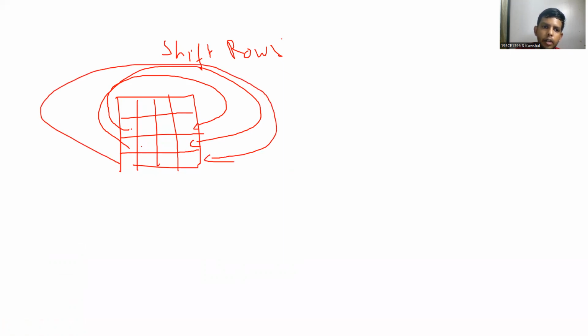So the final row, let's say it was A, B, C, D, E, F, G, H. My final output will be A, B, C, D, F, G, H, and E. And similarly for the other two. In the second case, 2 elements will be inserted here, and in the last case, 3 elements will be inserted here. So that will be my final output.